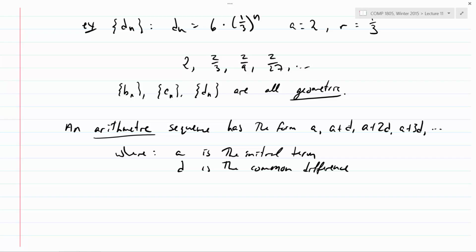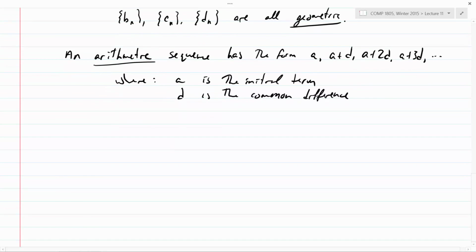All right, so let's see some examples of these. Let's say we have S sub n, where Sn equals minus 1 plus 4 times n. So what's the initial term here?